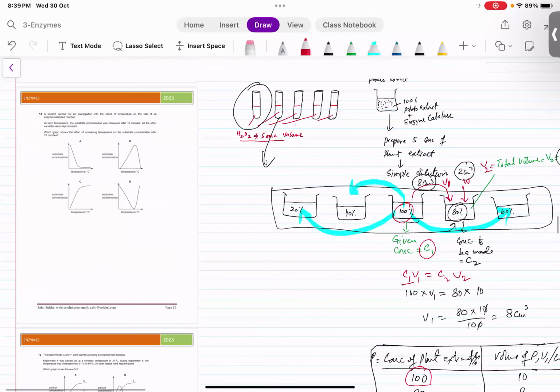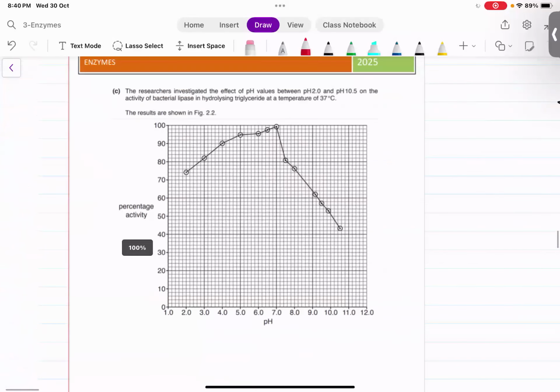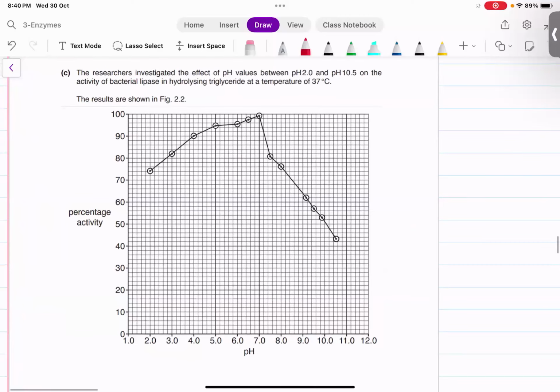So let's see, we have here to discuss these questions. So question here, we have the effect of pH. Let's see this one question on pH. The researchers investigated the effect of pH values between pH 2 and pH 10.5 on the activity of bacterial lipase hydrolyzing triglycerides at a temperature of 37 degrees Celsius. The results are shown in figure 2.2.